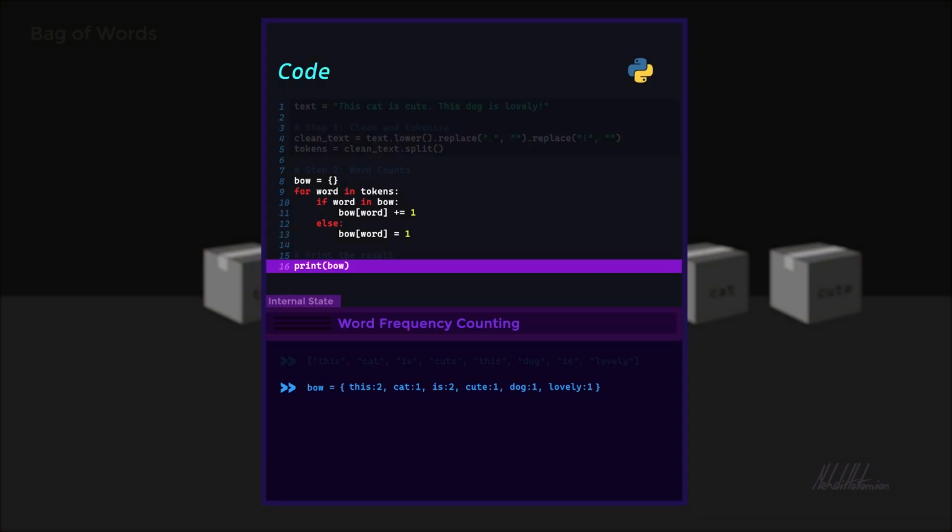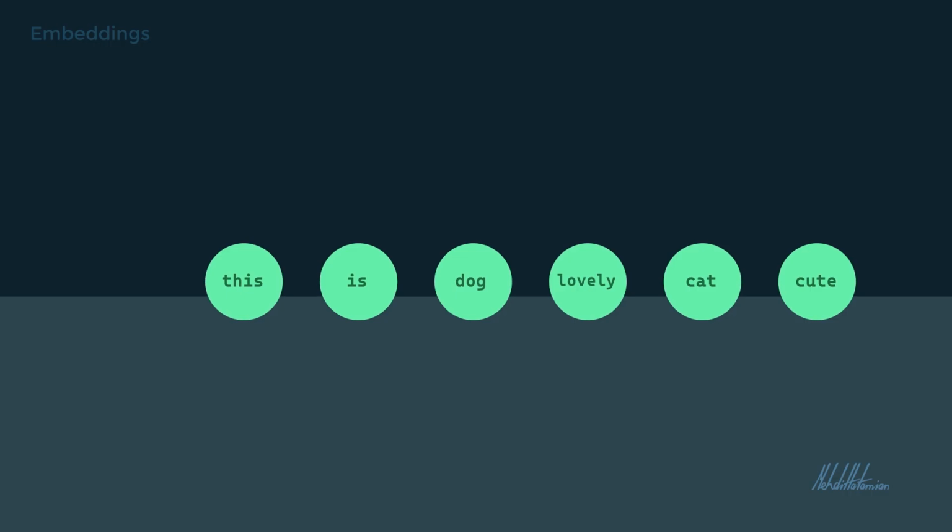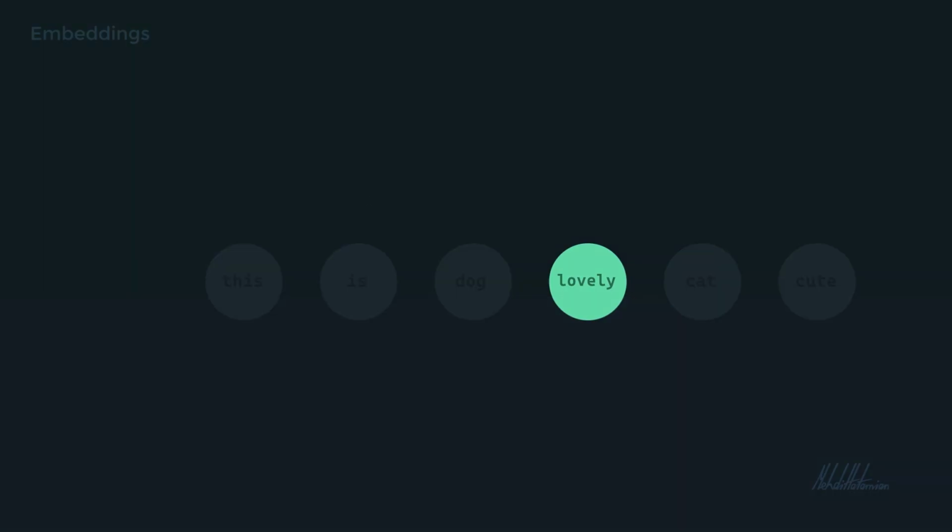Unlike bag of words, word embeddings can capture what the word means and how it relates to other words. Each of these boxes that held word frequencies will now turn into small circles representing individual words. But instead of just a count, each word now carries something much richer, a vector of numbers that describes its characteristics. Let's highlight the word lovely as an example. In word embeddings, each word is described by many features. Each of these features can be represented by a number, and together they form a vector.